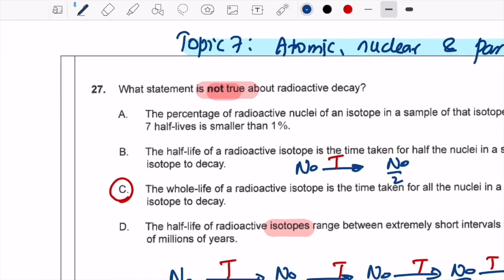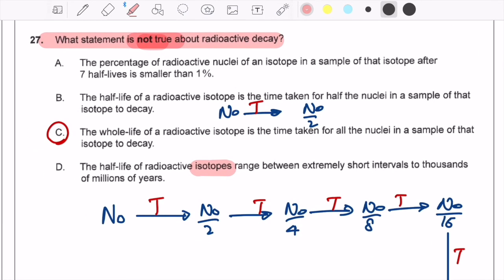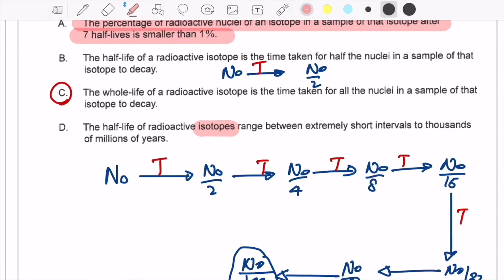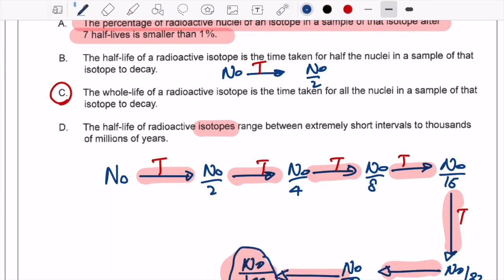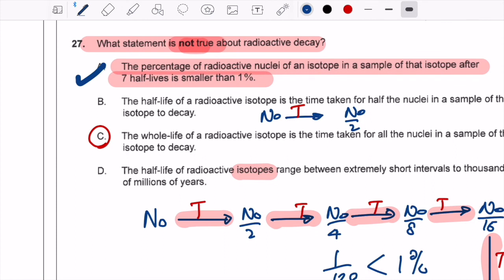Question 27. Radioactive decay. They ask which statement is not true about radioactive decay. This is from topic number 7, atomic, nuclear and particle physics. The percentage of radioactive nuclei of an isotope in a sample of that isotope after 7 half-lives is smaller than 1%. Let's check. 1 half-life, 2, 3, 4, 5, 6, 7. Have a look. Now it has 1 over 128, means less than 1%. That's true. So the first answer is correct. So it's not what we want.